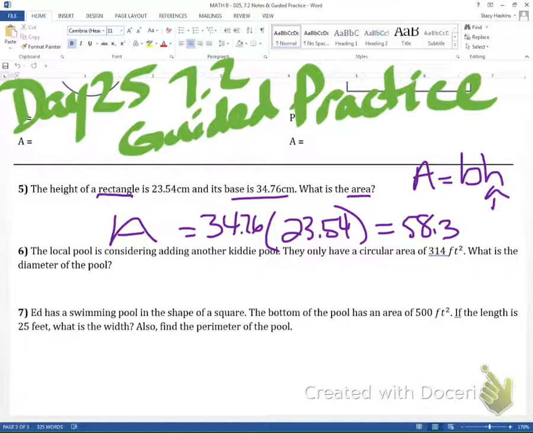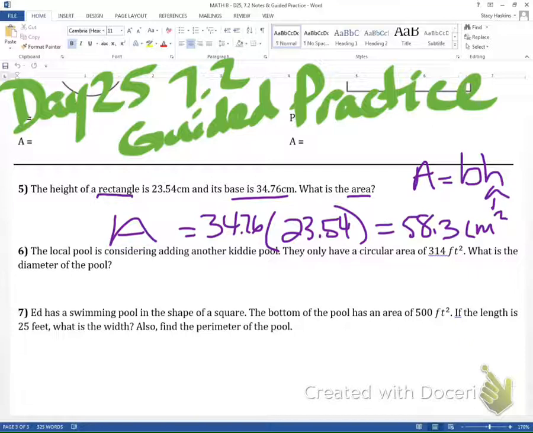This is a story problem. 58.3 what? On the Algebra ECA, you must label any answers or give the units of any answers that are a story problem or a geometry problem where they tell you what the units are. So it says centimeters. Area is measured in square centimeters. If they give you feet, it'd be square feet. So the measurement is centimeters squared because they asked for the area. Had they asked for either the height or the base, it would have just been centimeters.